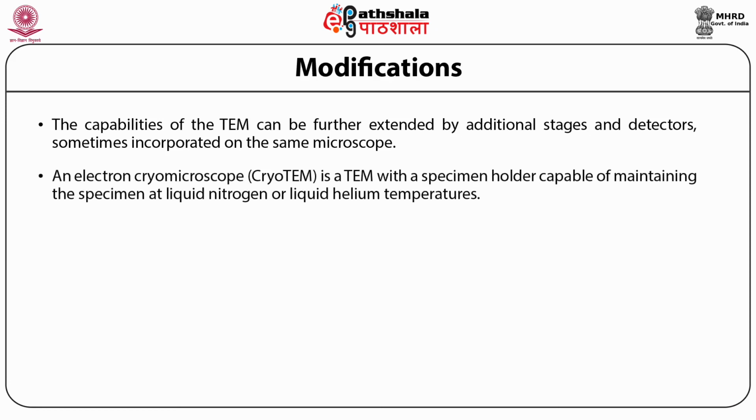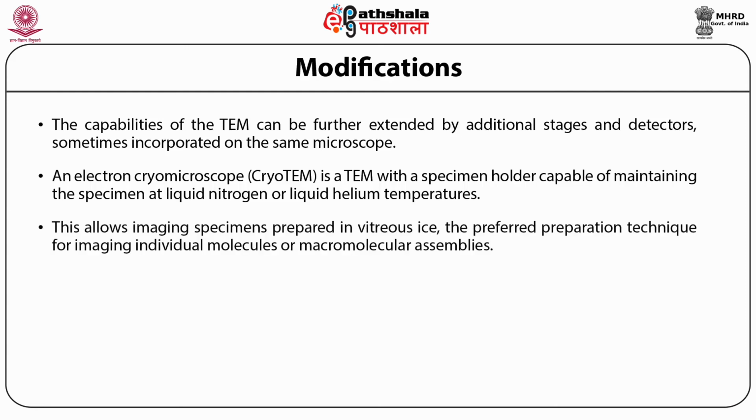An electron cryomicroscope, that is the cryo-TEM, is a TEM with a specimen holder capable of maintaining the specimen at liquid nitrogen or liquid helium temperatures. This allows imaging specimens prepared in vitreous ice, the preferred preparation technique for imaging individual molecules or macromolecular assemblies.